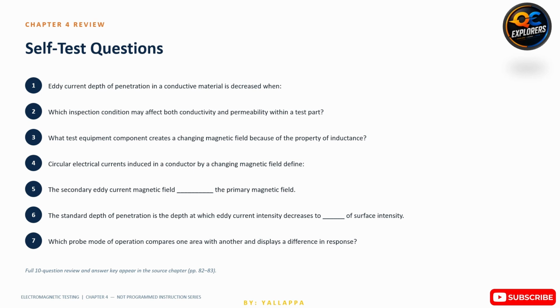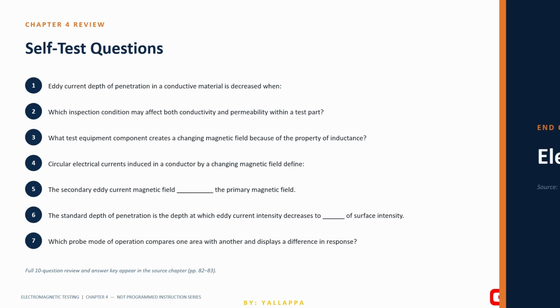If you can confidently explain the reasoning behind each answer, not simply recall it, you've developed a solid understanding of electromagnetic testing fundamentals. The complete set of review questions and answer key can be found in the source chapter for additional practice. Now let's conclude this chapter and prepare for the next stage of your NDT learning journey.